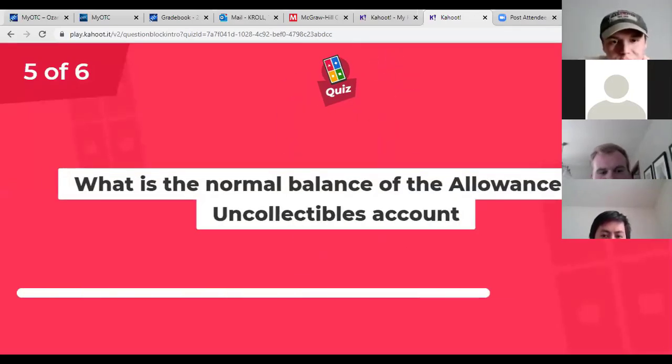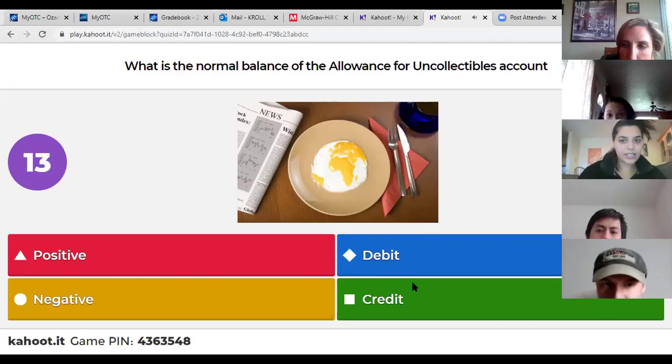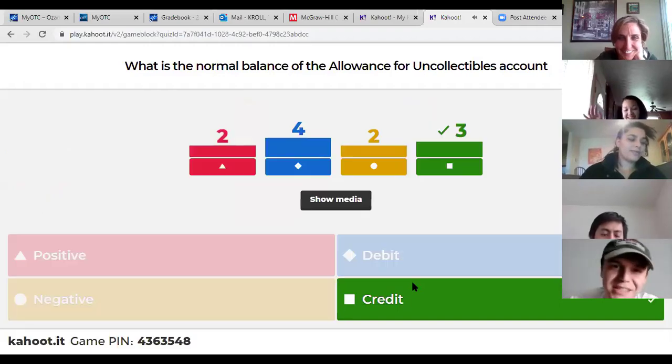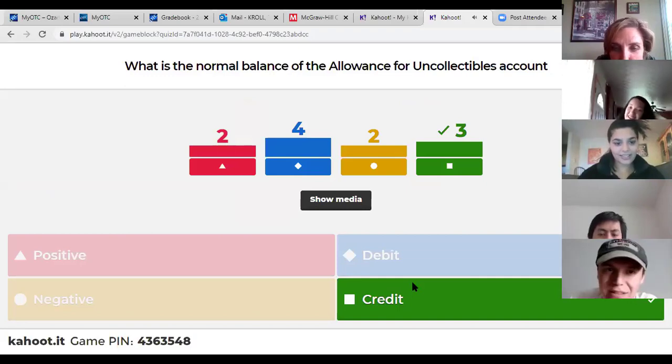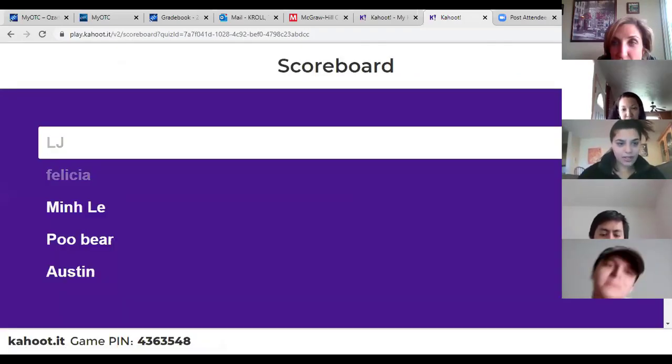What's the normal balance of the allowance for uncollectible accounts? Need me to read them to you? Here's a hint. Don't pick positive or negative. It's a credit balance because it's a contra asset. Your assets normally have debit balances, and the green one said credit. Last question. LJ's still in the lead.